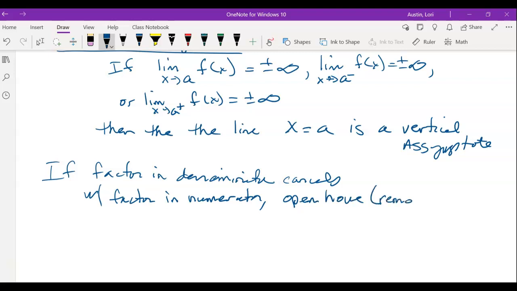We'll get to this next week. It's called a removable hole. It's almost like everything's perfect in the function, but I popped something out of it. If that's the case, you have a removable hole. Here's my question to you. Does the limit exist? If you have a function with a removable hole, does the limit exist? Yes.